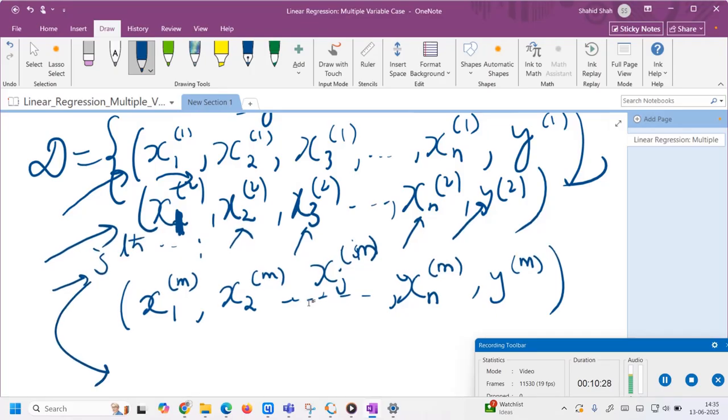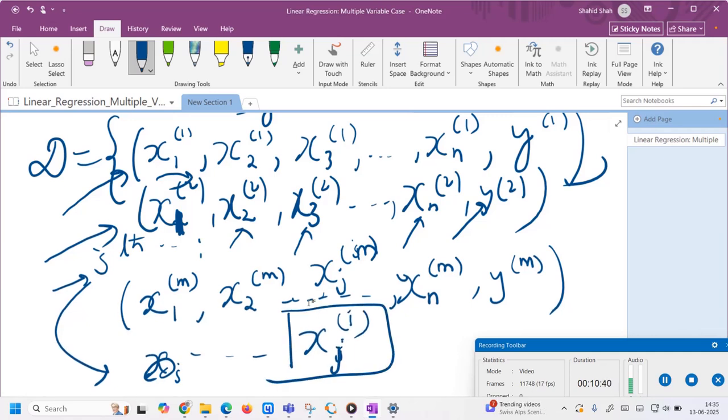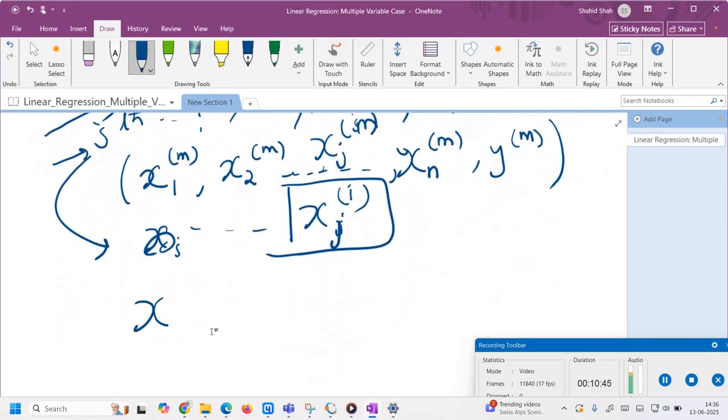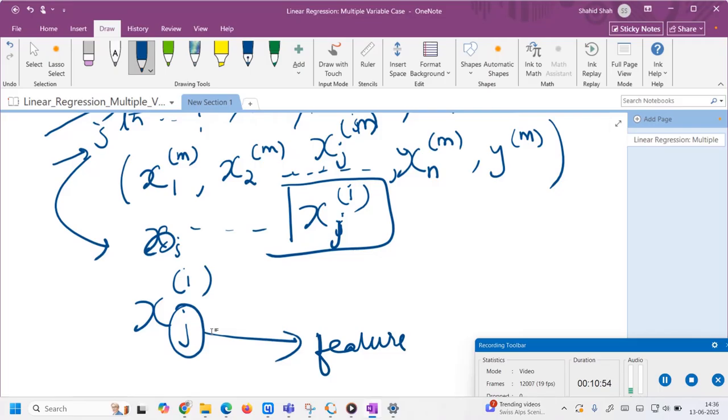What do I write? I will write here x i. So in between, xji. Yeah, now it is fine, perfect. What does xji mean? So it means like this. Let me write here xji. So j is the feature number. Feature number means, suppose it is the jth input, and i means here it is the ith student.